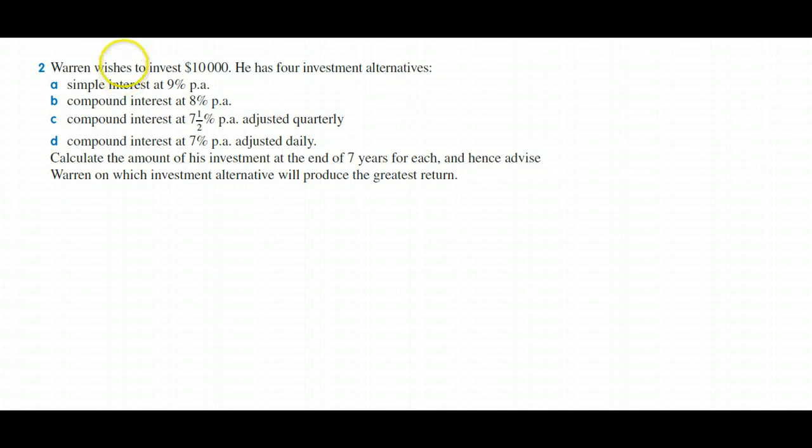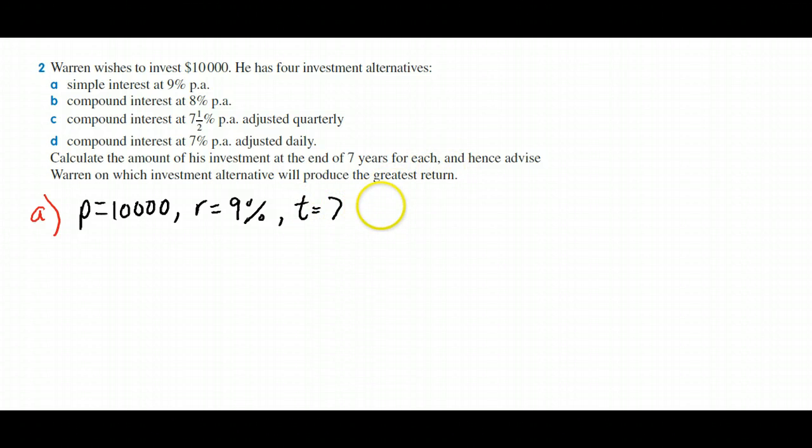Okay, in question 2, Warren wishes to invest $10,000. He's got 4 investment alternatives. So in A, it's simple interest, and the important bits of info are the P is 10,000, the interest rate is 9%, and we're told at the end of the question, calculate the amount of his investment at the end of 7 years for each. So T would be 7 years, and so we'd be wanting to work out I. We're going to be working out I for each of these.